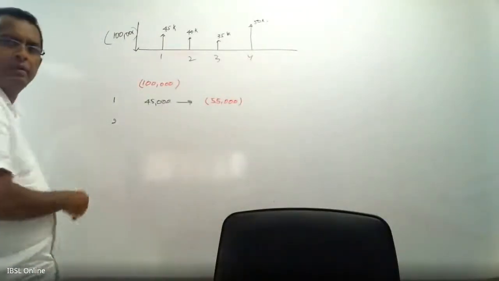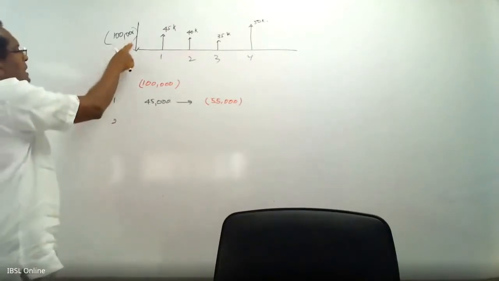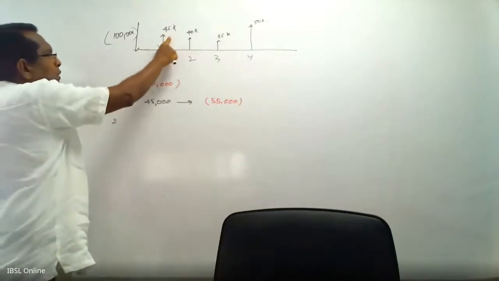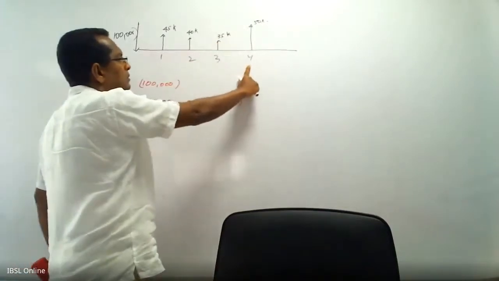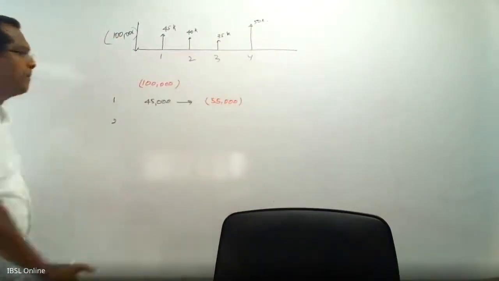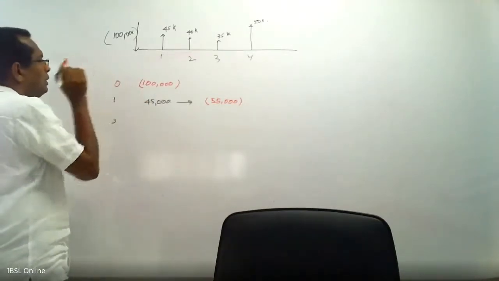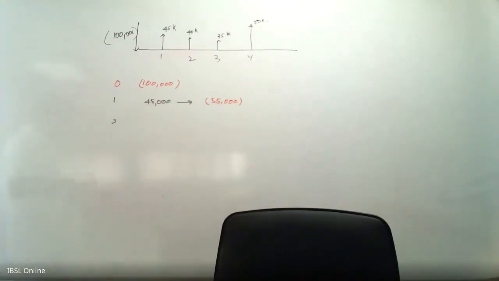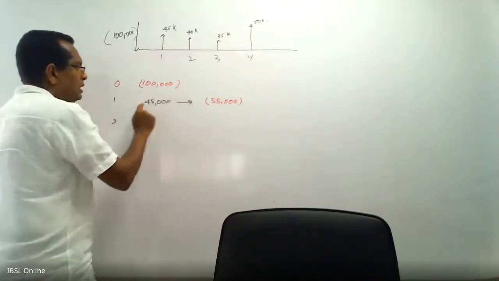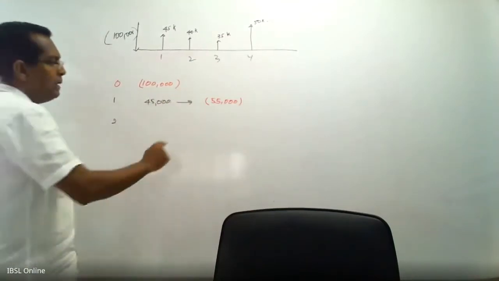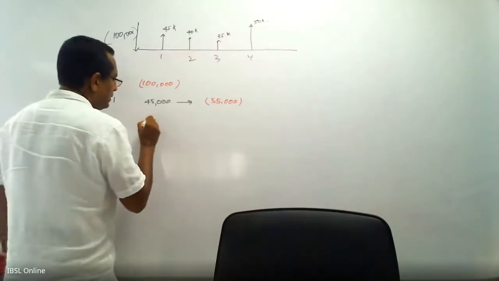Your first initial investment is 100,000. First year 45,000 you get. Second year 40,000 you get. Third year 35,000 cash flow, and this is 50,000. So initial investment year 0 is 100,000. First year you get 45,000. That means out of 100,000 you recover 45,000. Balance is 55,000. Second year you get 40,000.